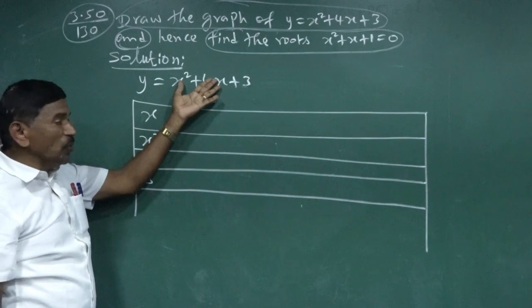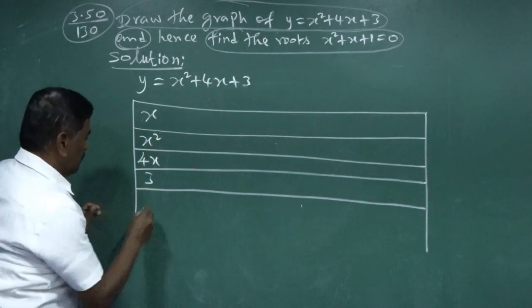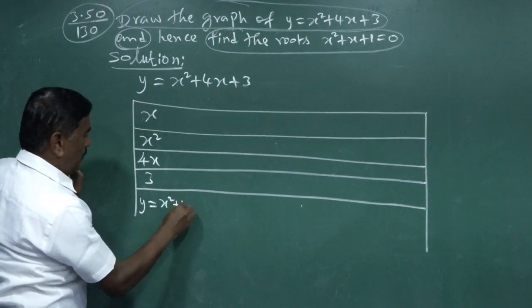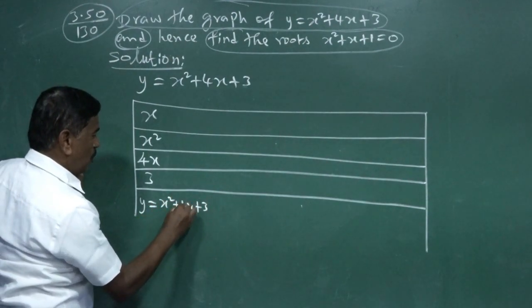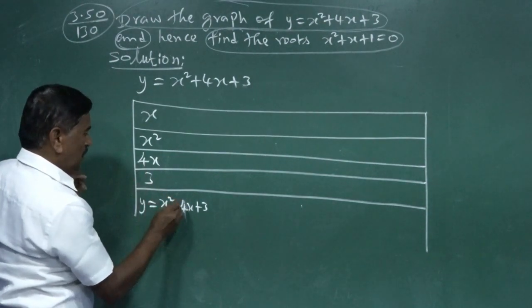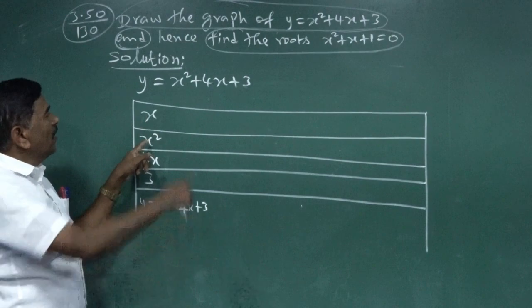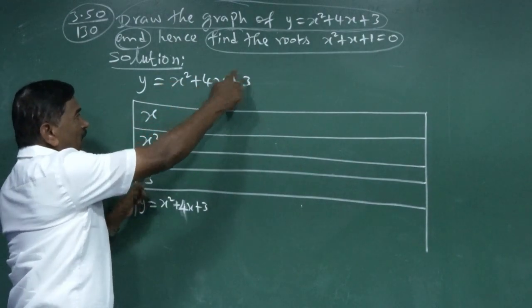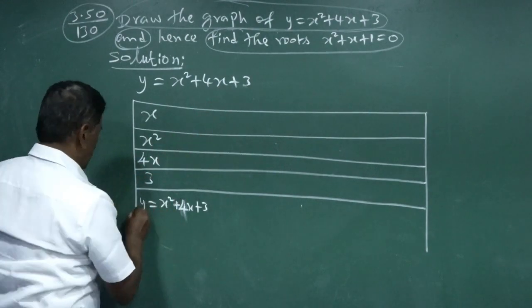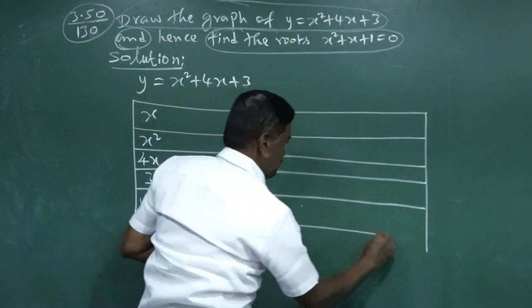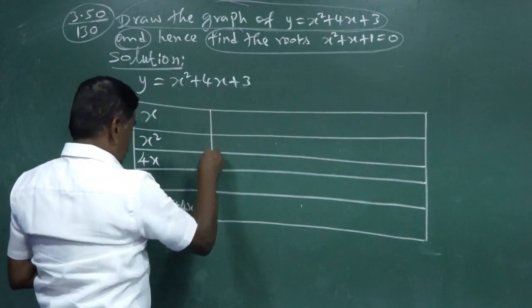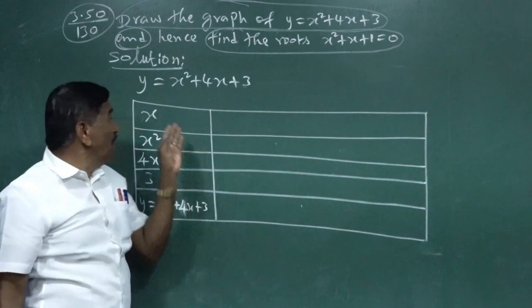Now take the whole equation, that is y is equal to x square plus 4x plus 3. I want to take the whole equation. Okay, x, next x square, 4x, 3. Then take the whole equation y is equal to x square plus 4x plus 3. Complete the table. Now draw the vertical lines.